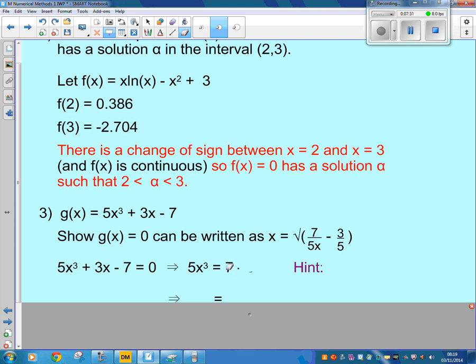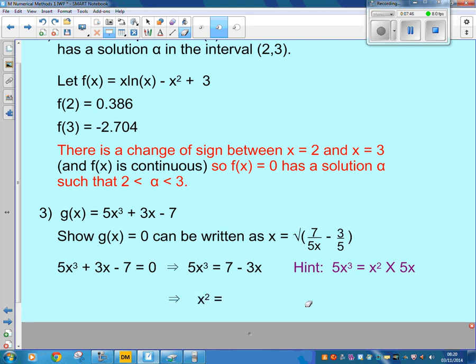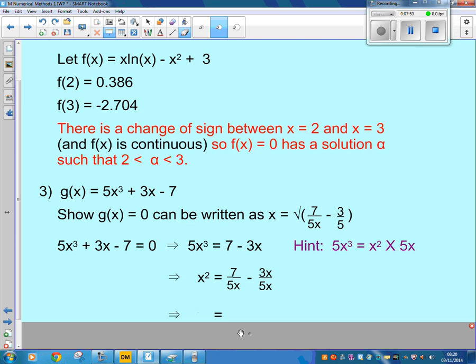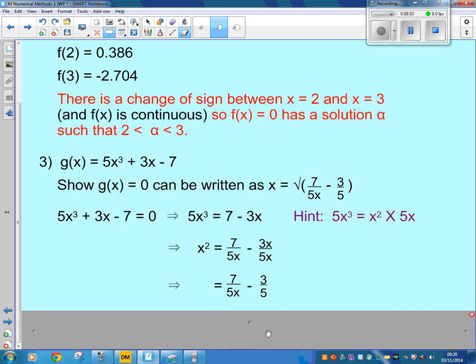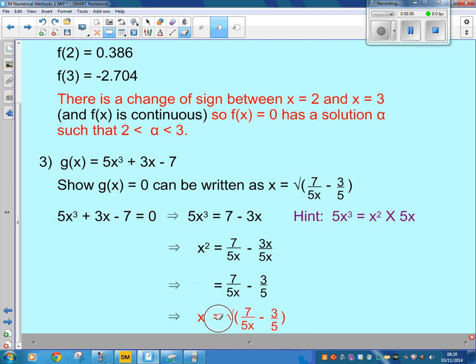Okay, so let's get the 5x cubed on one side. So 5x cubed equals 7 minus 3x. And now you've got a hint, you don't need to write this down. 5x cubed is x squared times 5x, so let's divide both sides by 5x to get my x squared. So x squared is 7 over 5x minus 3x over 5x. Then all I have to do is cancel down this one here. That stays the same, so you get 7 over 5x minus 3/5, looking like this now. Then all we've got to do is square root it, and you've got your answer.